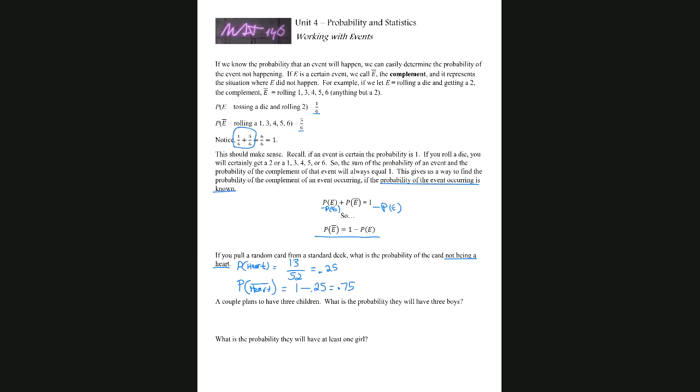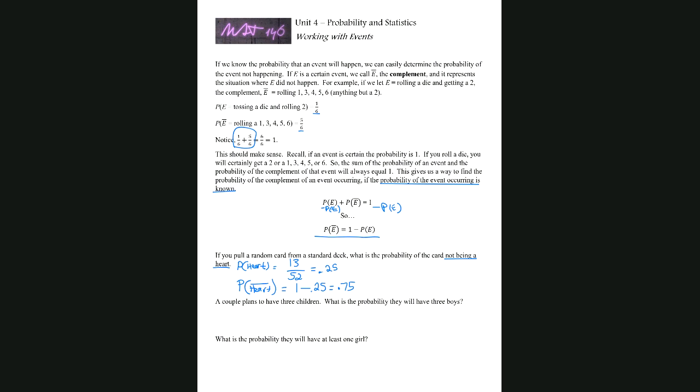All right, there you go. And if you, we could rewrite the 13 over 52 or 0.25 as 1/4, and then 0.75 would be 3/4. All right, this sounds good. Let's look at another example.